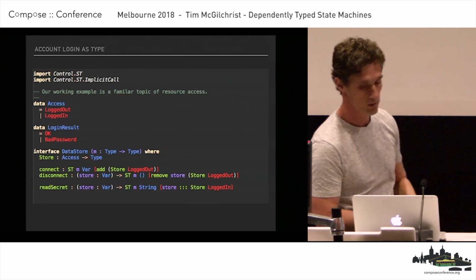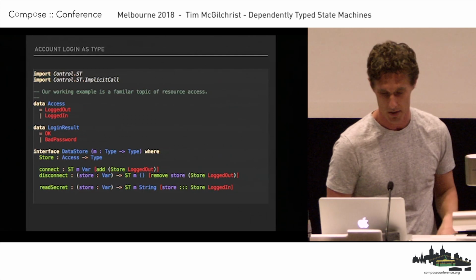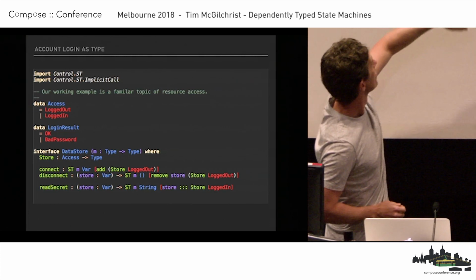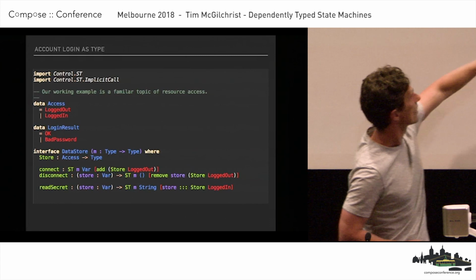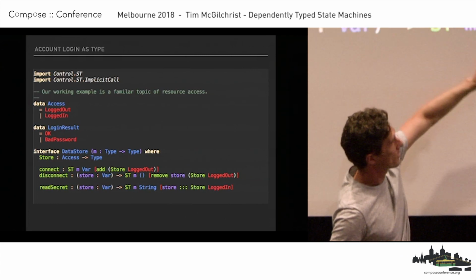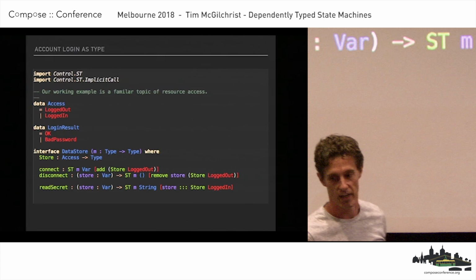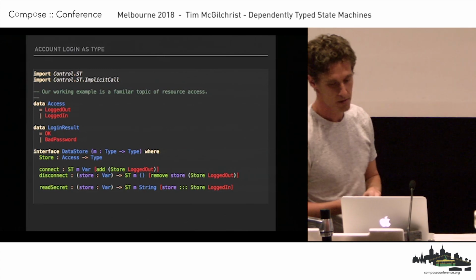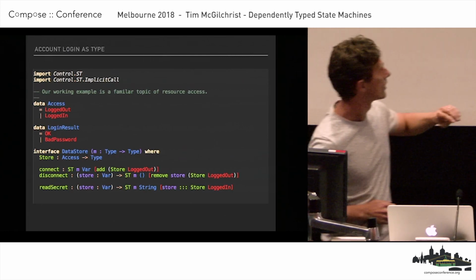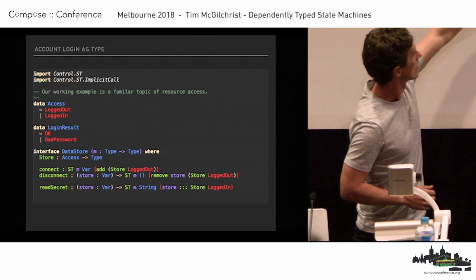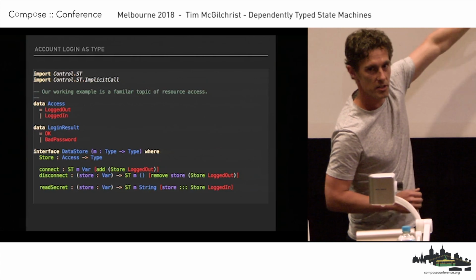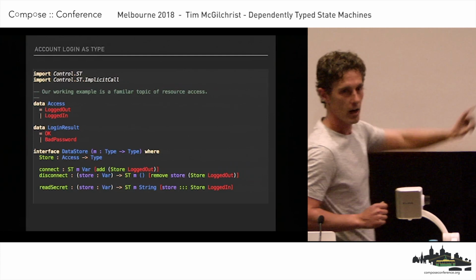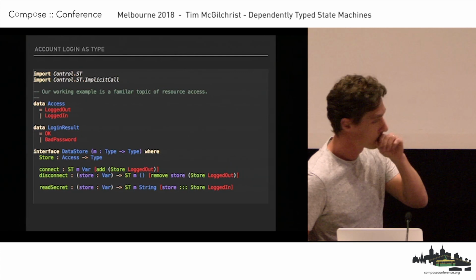So we can't create it out of thin air. We're sort of initializing it with something. And the disconnect, we can see, takes the store, which is what our var is, and it's also in a monad. It returns nothing, but it removes this store logged out from our list of resources. And similarly for read secret, we're taking some sort of string, it's returning some sort of string, which is our secret value, and it's ensuring that we are in the logged in state. So we can't call this unless we're in the logged in state.